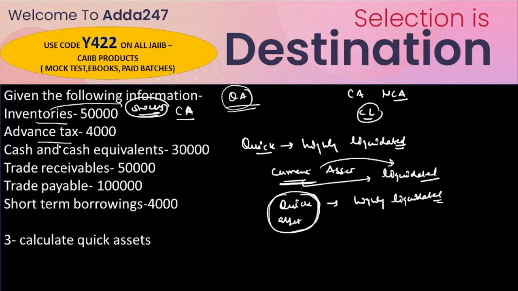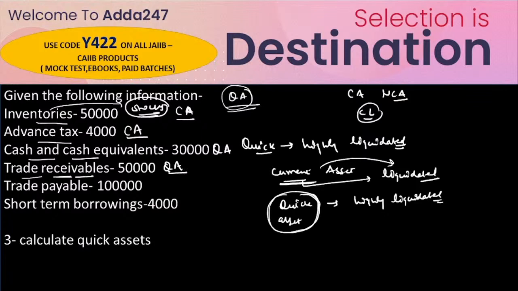Advance tax is a prepaid expense. Prepaid expenses are also not part of a quick asset; they are only a current asset, not a quick asset. Cash is always highly liquid, so that will be a quick asset. Trade receivables, or accounts receivable, means our debtors. From the debtors we can always receive payments, so that is also considered a quick asset.